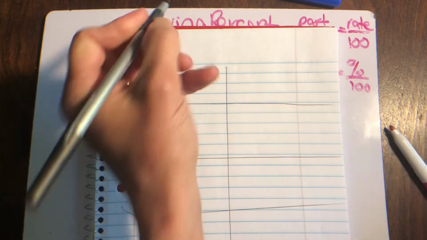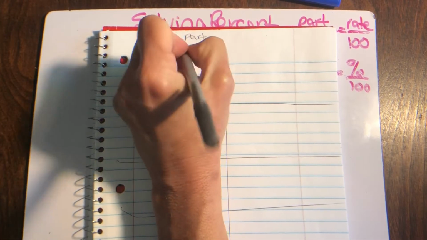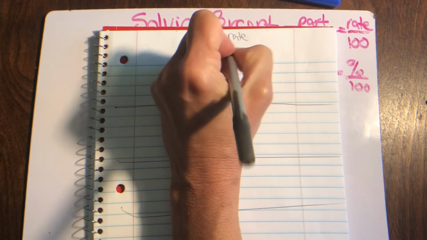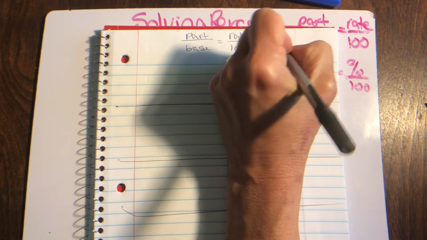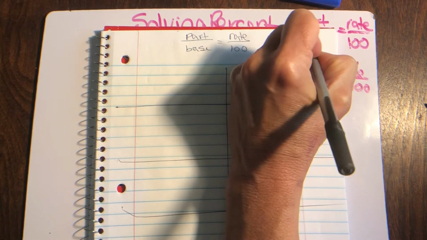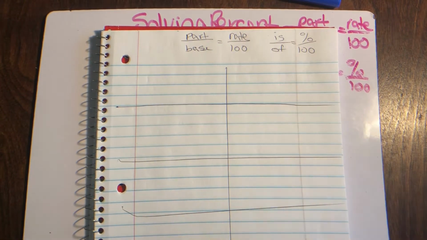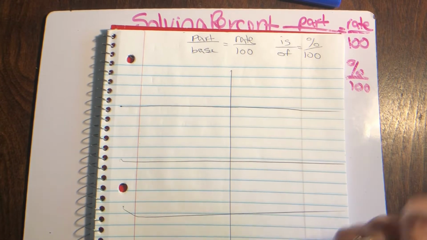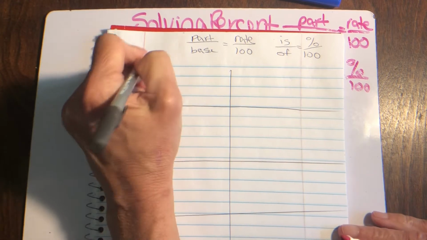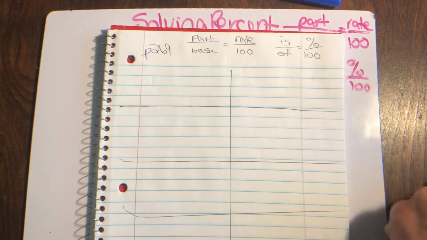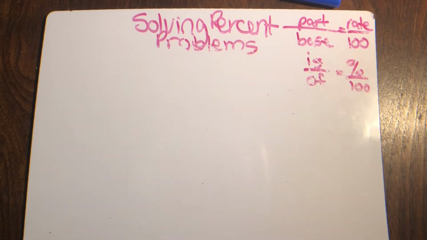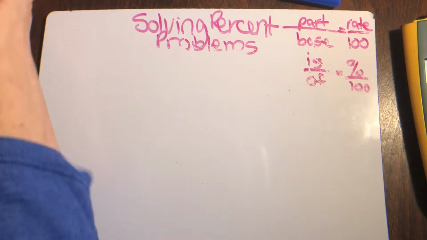All right. So we want to write our formula at the top of our page. Part over base equals rate over 100. And I'm also going to write is over of equals percent over 100. So you really need to be familiar with those. Now, we're going to be working on page 269. And I'm going to work on my whiteboard, but you're going to work right on your grids, okay? Because I think you can see better on my whiteboard. Have your calculator handy, and let's get started.